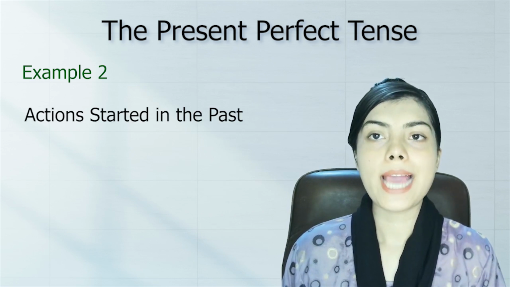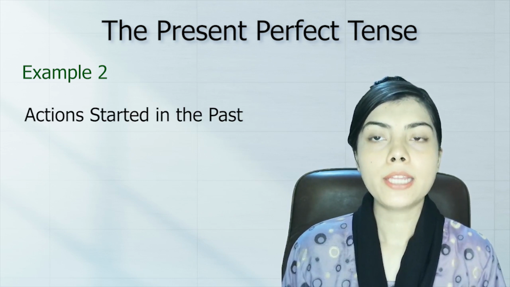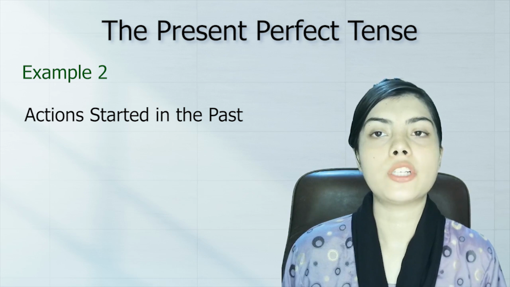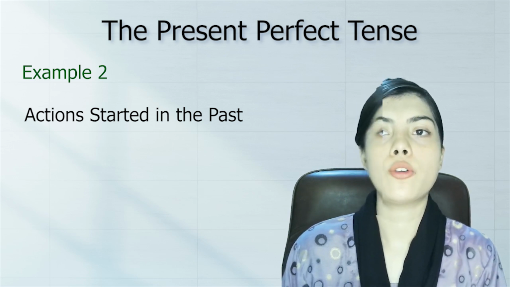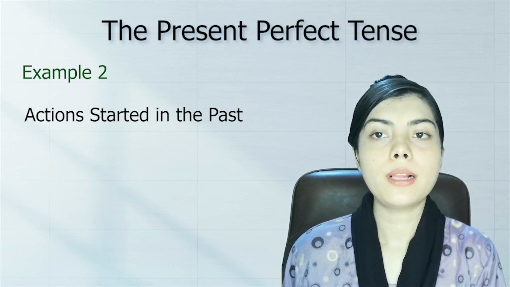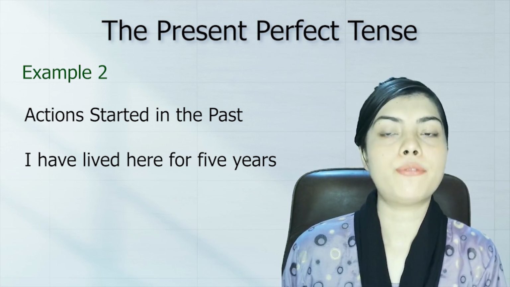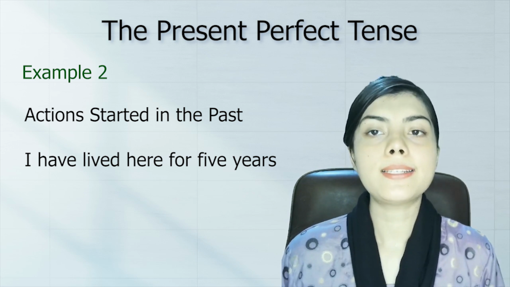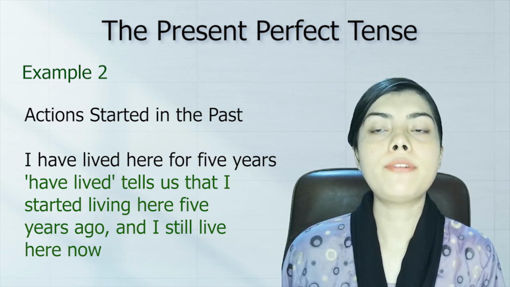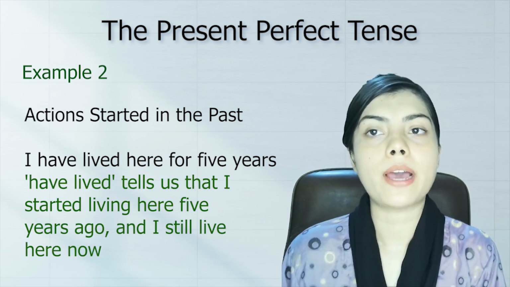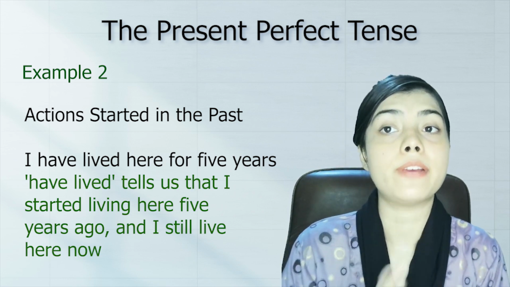Example 2. Actions started in the past. Another use is to talk about actions that started in the past and continue to the present. For example, I have lived here for 5 years. In this sentence, have lived tells us I started living here 5 years ago and I still live here now.